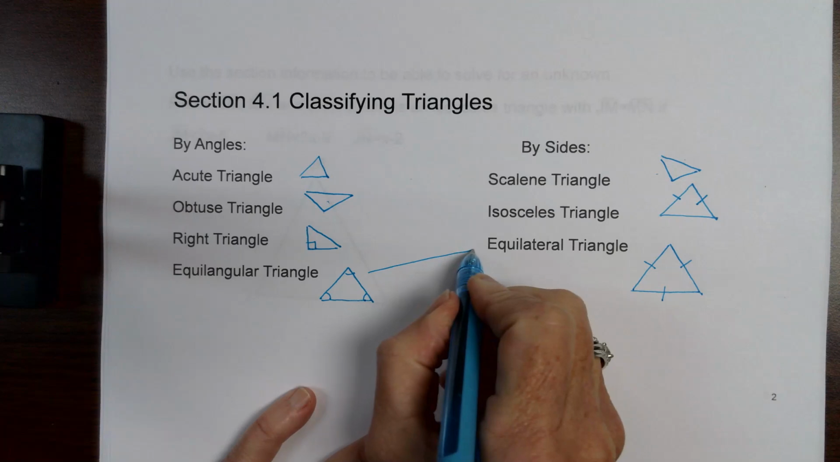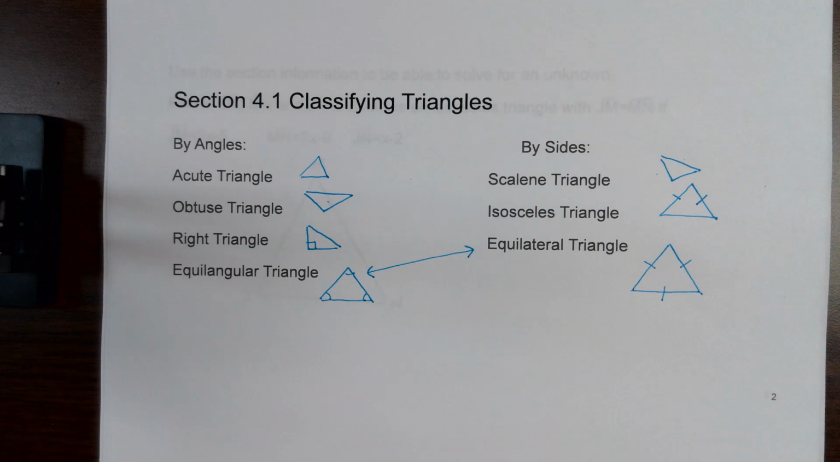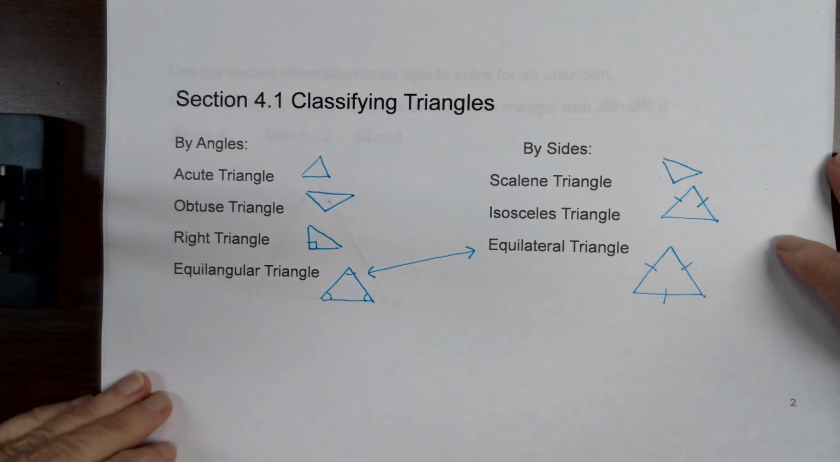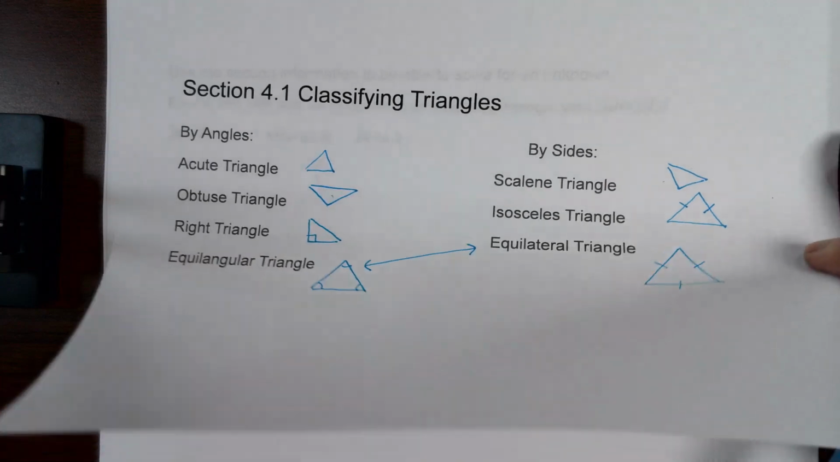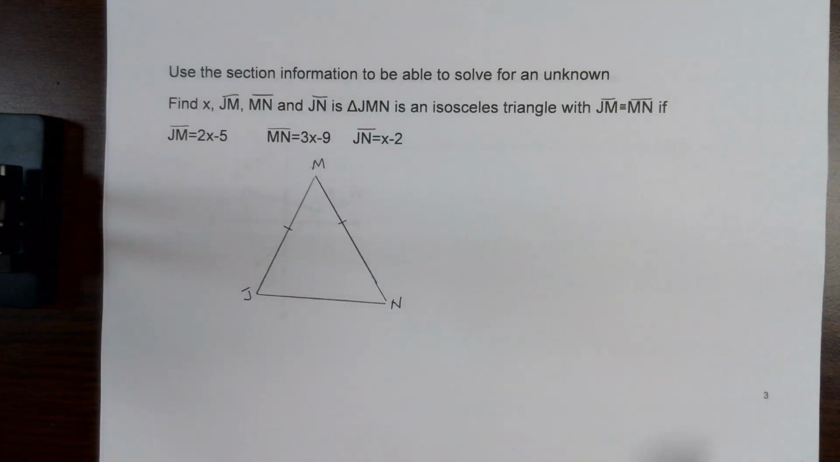These two things always go together. If it's an equiangular triangle, then it has to be an equilateral triangle. And if it's an equilateral triangle, it's got to be an equiangular triangle. You're going to use the information in this section to be able to solve for an unknown.